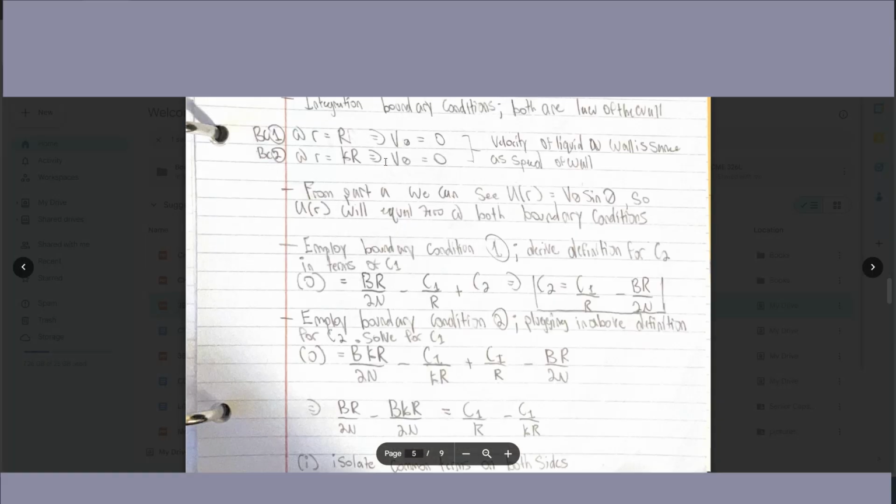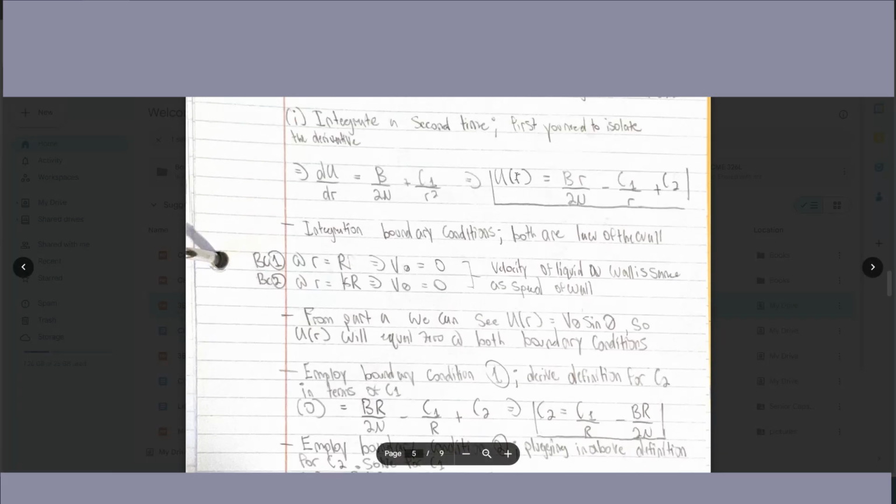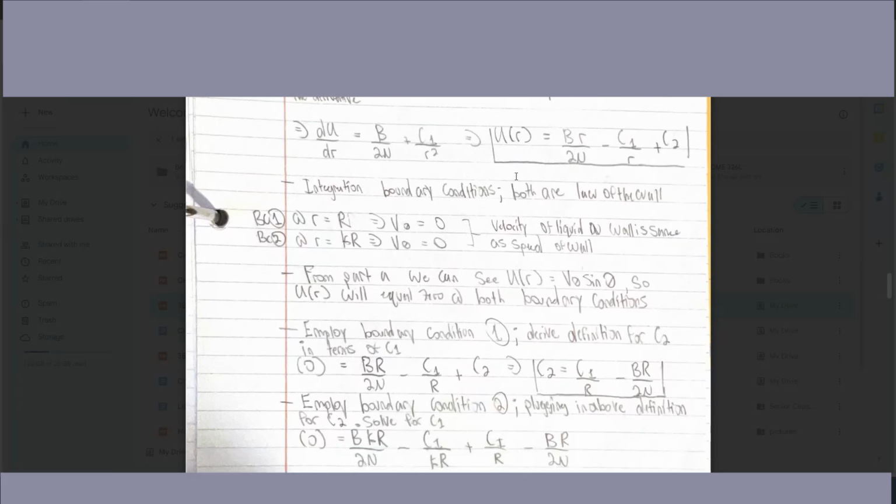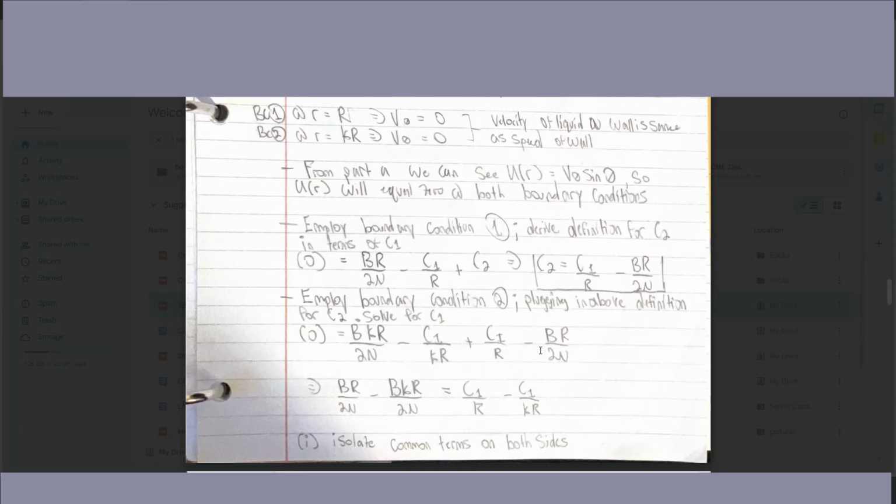First one, at R equals big R, V theta equals 0, so you plug in. Basically, you plug this expression in here, and you plug in the radiuses for here, and so it's 0 because for both the boundary conditions, this expression is going to be 0. So we're using big R, BR equals this, C2 equals that. So now you're employing the second boundary condition.